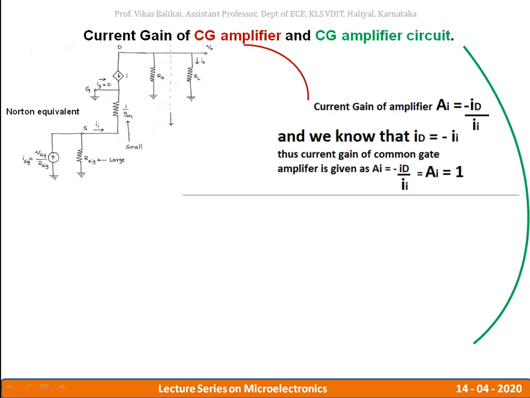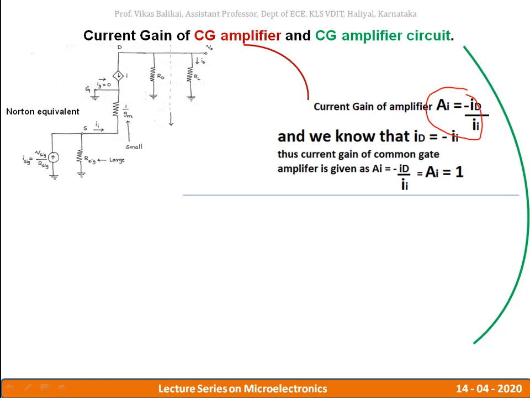Now you can see here the current gain of amplifier. How can I define the current gain of an amplifier? That is, AI is given by output current divided by input current. And what is the output current of amplifier? Output current of amplifier is ID, input current of amplifier is II. So that is my AI is equal to minus ID by II.